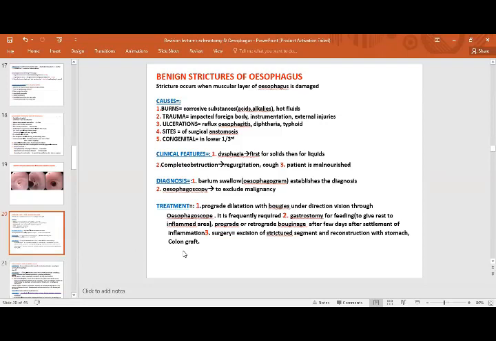So, barium swallow establishes the diagnosis. This is the most important investigation of choice. The gold standard investigation is the barium swallow, that is the esophagogram. We just saw the X-ray, and this will establish the diagnosis. Then it will decide whether we should go for esophagoscopy to exclude malignancy, because in benign strictures there is a 1 to 10% chance of becoming malignant. So the treatment is again the same: esophagoscopy, either we will do the dilatation with the bougies, and if the case is severe, then we will go for surgical intervention.